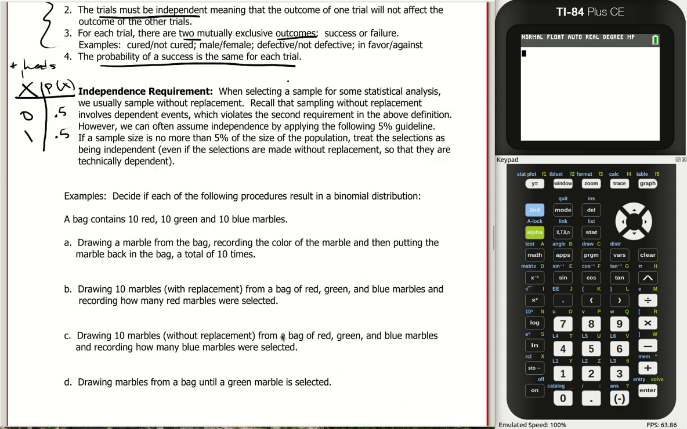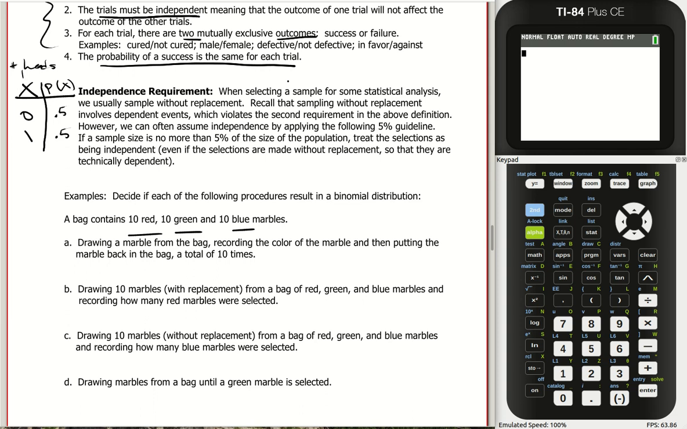Now here we just want to be able to tell whether these examples are binomial or not, and what criteria are not being satisfied. If we're drawing a marble from a bag and recording the color of the marble and putting it back into the bag 10 times, of course it's not binomial because there's not just 2 outcomes. There must be 3 outcomes because you might get 3 different colors of marbles, red, green, or blue, which are in this bag. So that's not binomial.